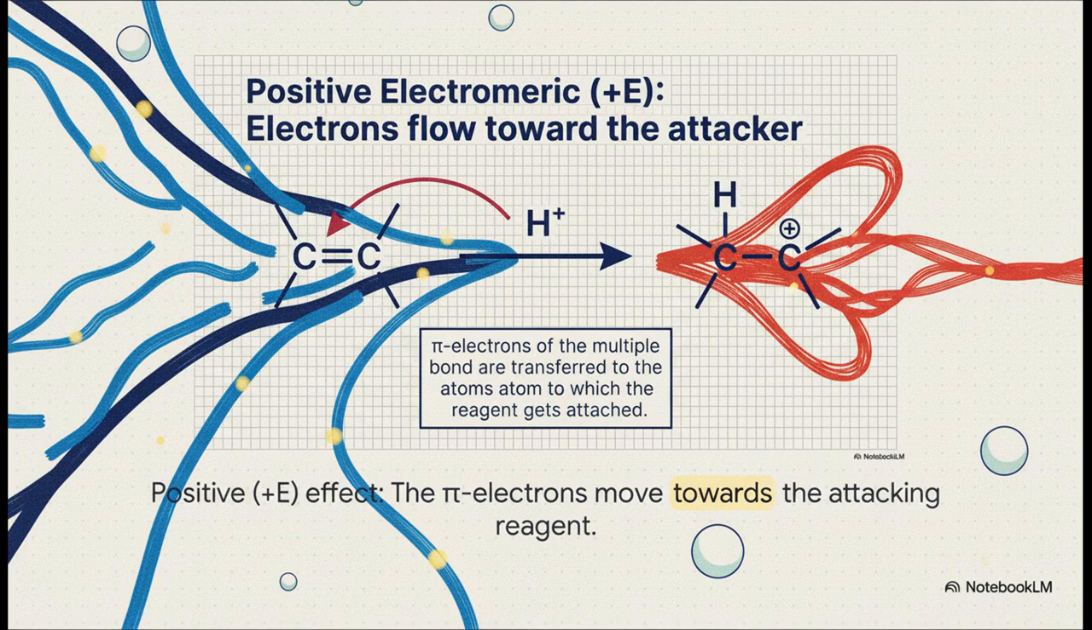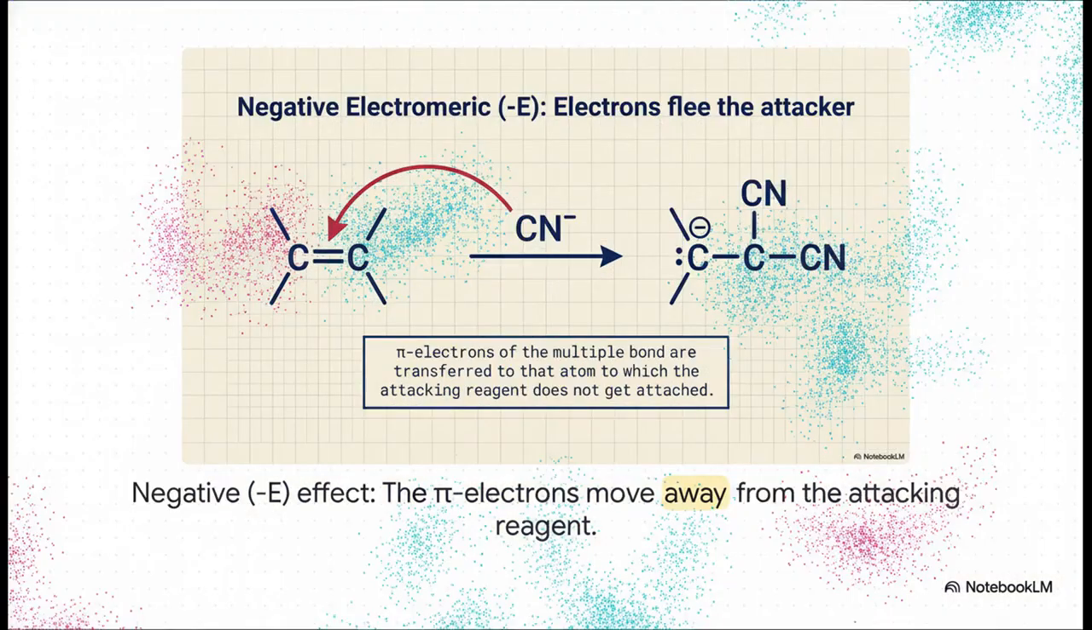So this slide shows us the first type. We call it the positive or plus E effect. I want you to watch that curved red arrow. When the attacking reagent, in this case an H+ ion, gets close, the pi electrons from that double bond move directly to the carbon that the reagent is about to attach to. This totally paves the way, allowing that new bond to form. And here is the exact opposite scenario, the negative or minus E effect. Look closely at this one. The attacking reagent, a CN- ion, attaches to one of the carbons. But this time, the pi electrons flee in the opposite direction. They move over to the other carbon atom. So with the minus E effect, the electrons are always moving away from the point of attack.